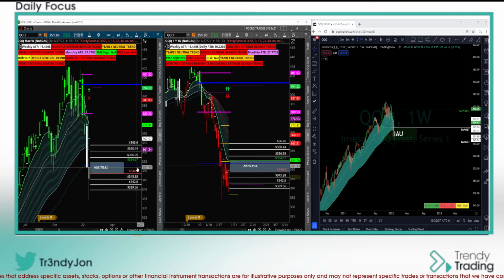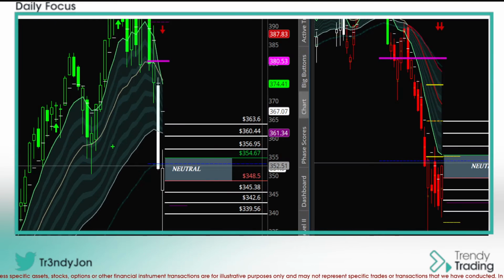Notice that the 356.95, this is important on this chart specifically. A lot of times I would have probably put the top of the neutral here at this topping wick. And don't forget, guys, there's a video out there on topping wicks. It's very, very important. I think I made like a 3 to 4 minute video. Watch it. It's at Trendy Trading on YouTube for free.